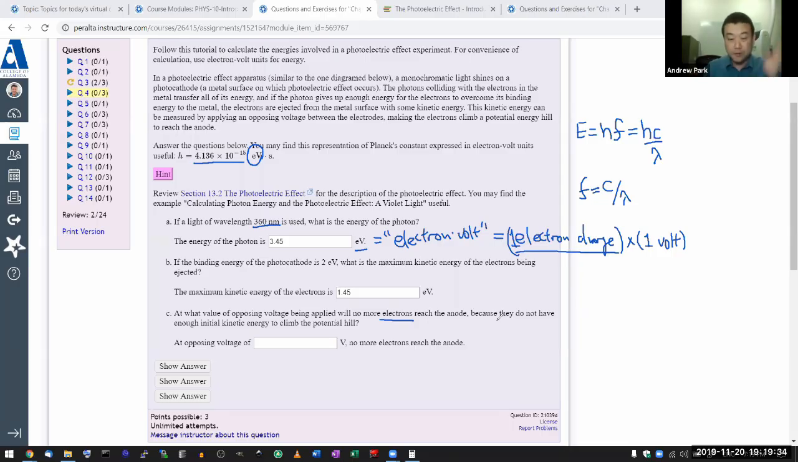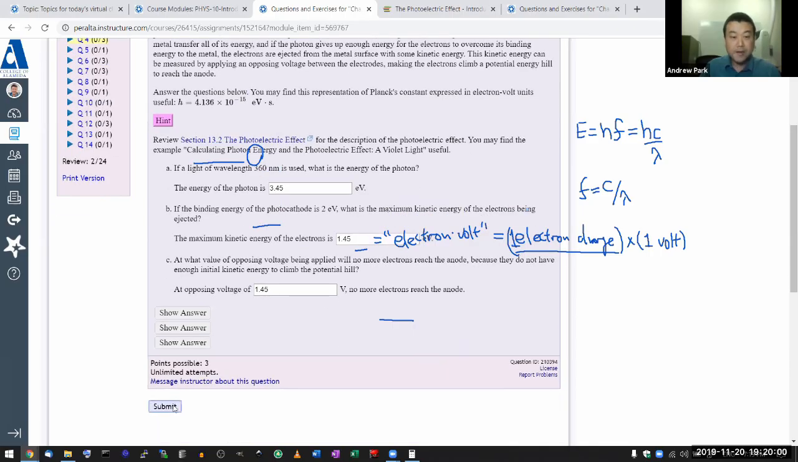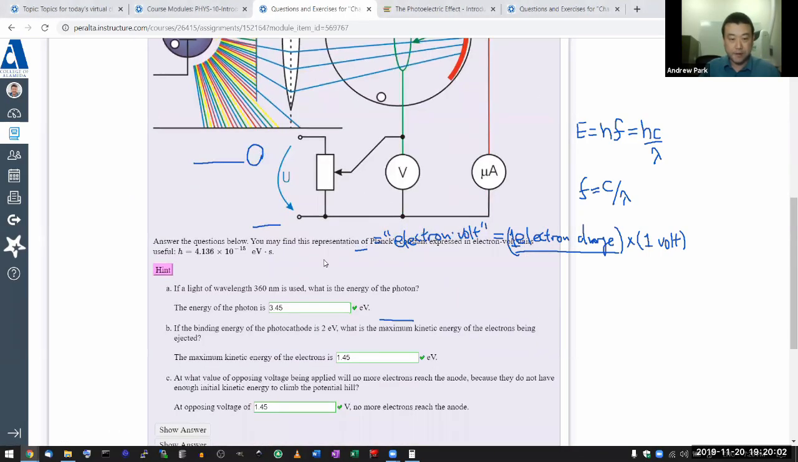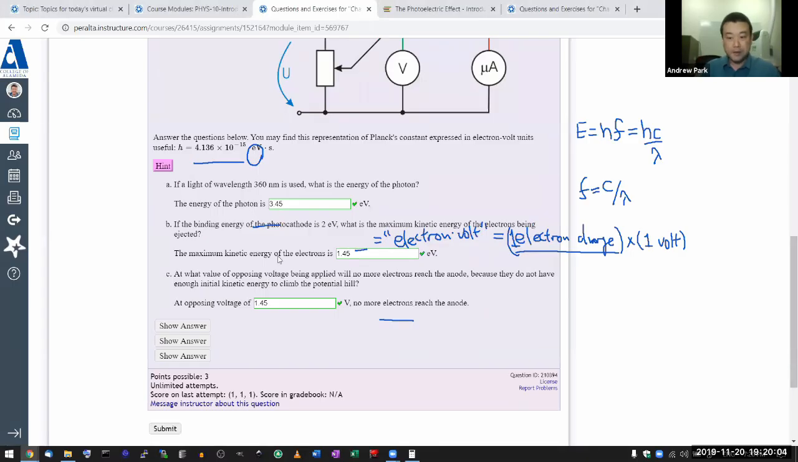So when an electron goes over a 1 volt voltage difference, it undergoes a change of energy of 1 electron volt. So the answer here comes out to be really simple. At an opposing voltage of 1.45 volts, the electron, as it goes through that voltage difference, will lose 1.45 electron volts of energy, which is the maximum kinetic energy it could have. So it won't be able to climb that hill. So that's it. Let me submit this to show that the answers are correct. Yeah, correct answers. Good. Let's move on.